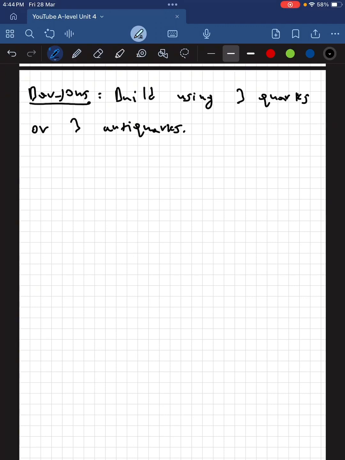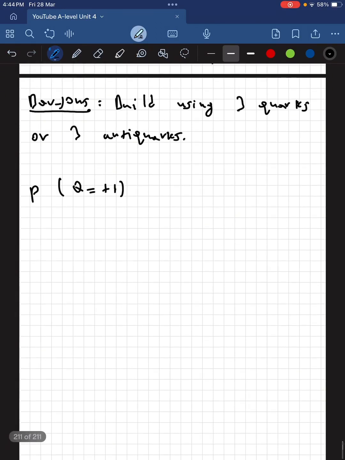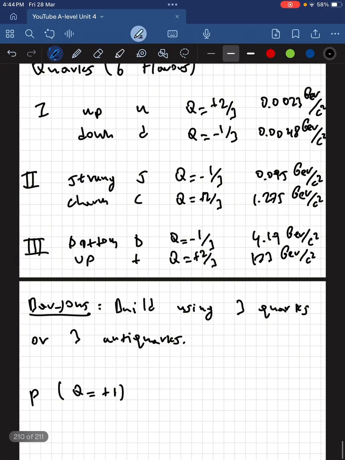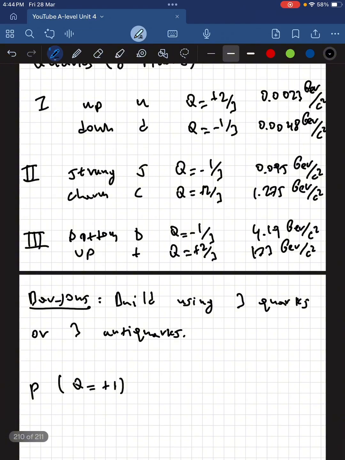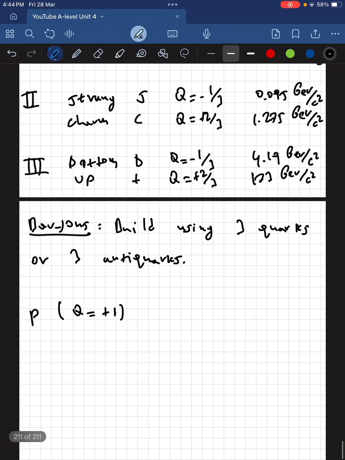Okay, not a combination. It has to be 3 quarks or 3 antiquarks. So let's do the example of a proton. We know that the proton has a charge of +1 and it consists of up and down quarks, right? So how can we build a proton with 3 quarks so that the charge is 1? We need 2 ups and 1 down, right? 2/3 plus 2/3 is 4/3, minus 1/3, we get 1.